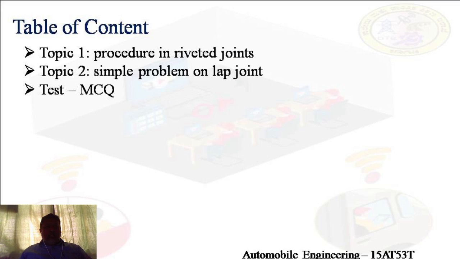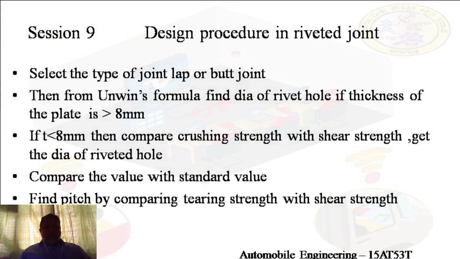The table of contents, topic 1: procedure in the riveted joints and simple problems on lap joint, and MCQs. Design procedure in the riveted joints. Select the type of the joint, whether it is a lap joint or a butt joint. Then with the help of the Unwin formula, determine the diameter of the riveted hole if the thickness is greater than 8 mm, and if the thickness is less than 8 mm, you compare the crushing strength with the shearing strength to get the riveted hole diameter.